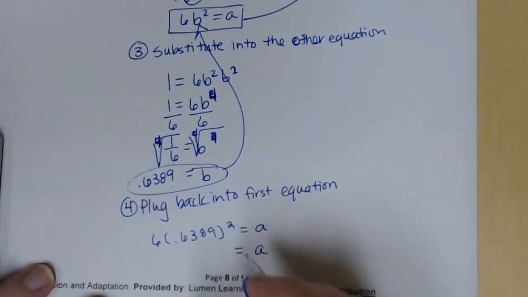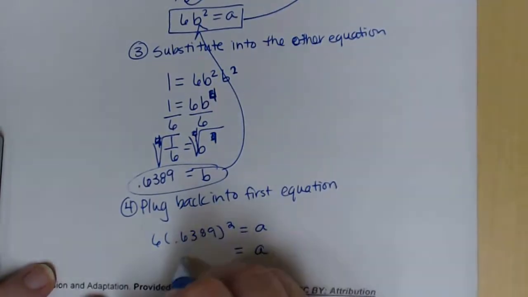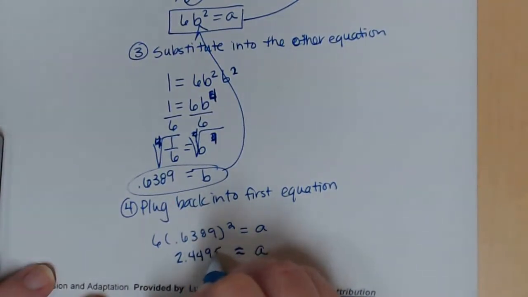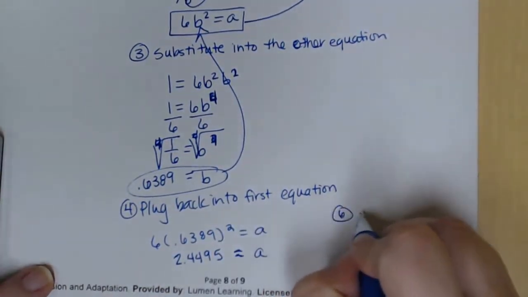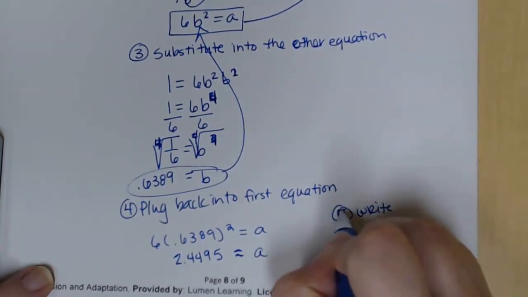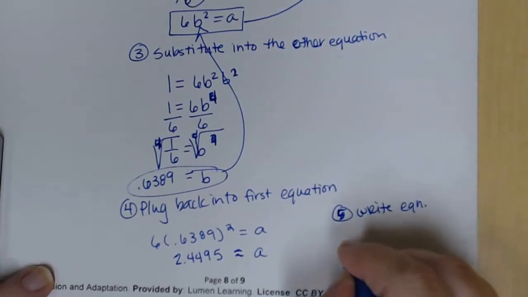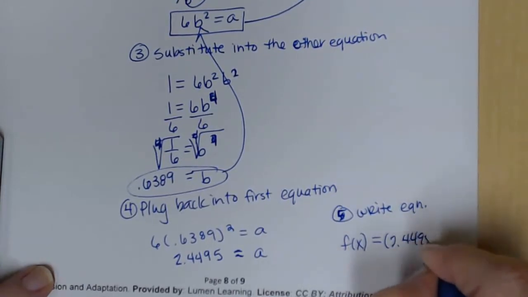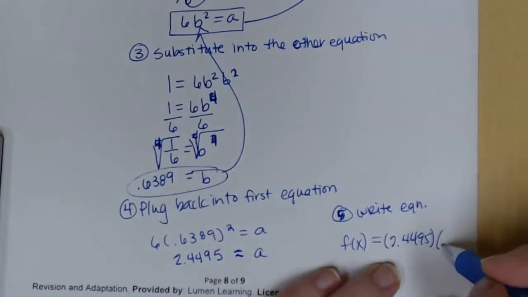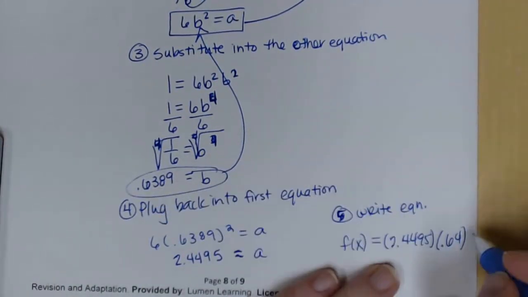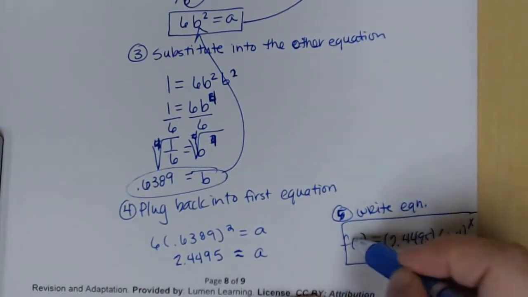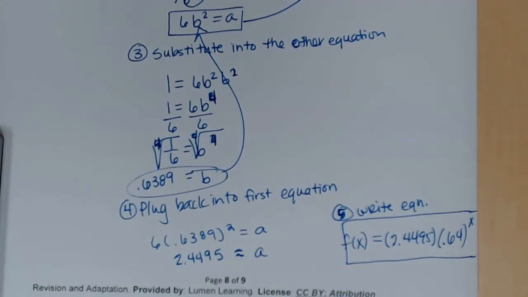So I get a to be equal to approximately, again, I'm going to write this to a few decimals, 2.44955. And then last, I can write my equation. So this would be f of x is equal to 2.4495 times b, which was that 0.64, rounded to make it smaller for you, and then to the x power. Just be careful of your rounding. Try not to round until the very end, and then just follow the instructions on if they have you rounding to 2, 3, 4 decimals, etc.